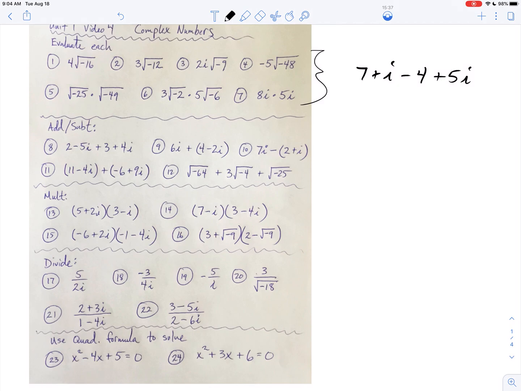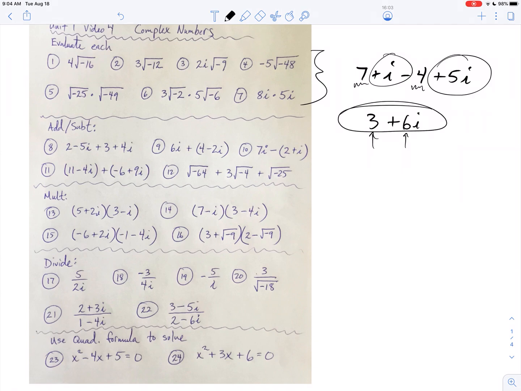So here's the rule for adding and subtracting. Real parts go together. So I go 7 take away 4, that's 3. i parts go together. So I have an i plus 5i, that's 6i. I write it in a plus bi form, because that's what they usually ask me for. So that's my answer. 3 plus 6i. I am done. When you add or subtract complex numbers, it's basically combining like terms. I know you know what that means. Combine like terms.